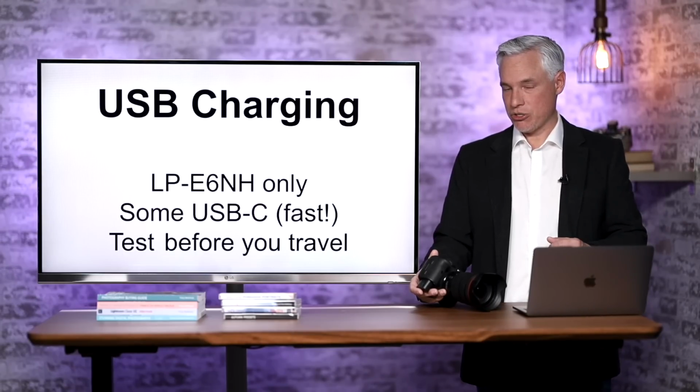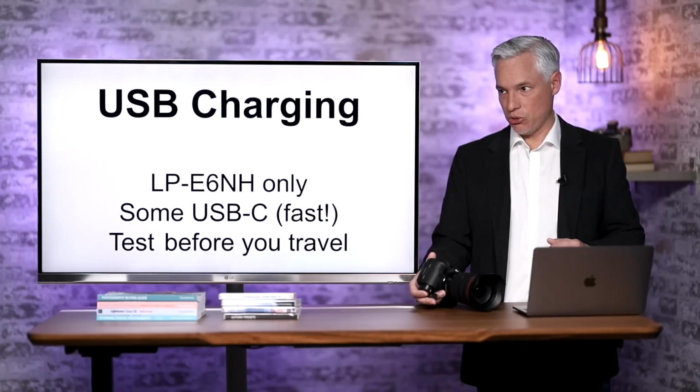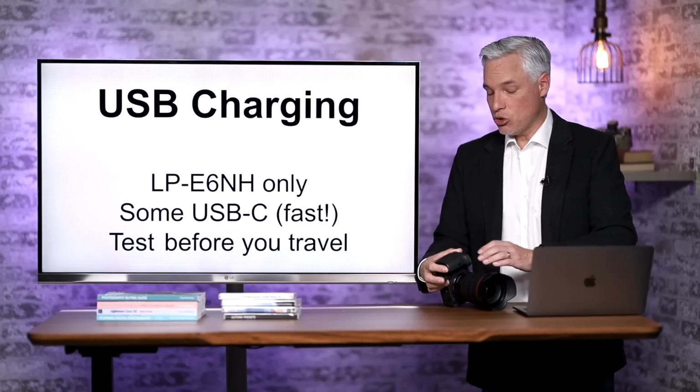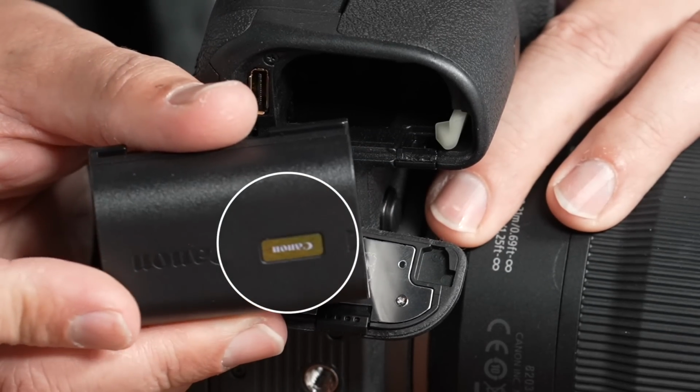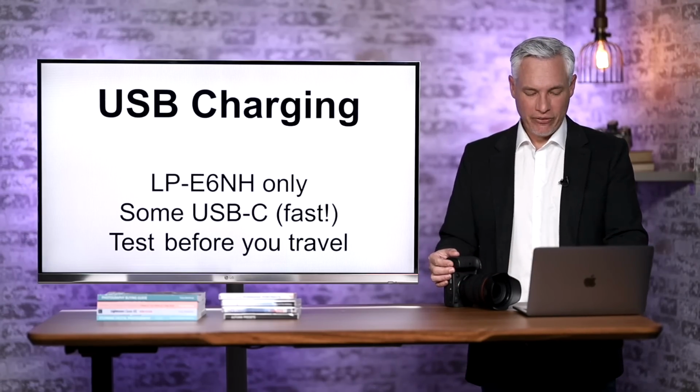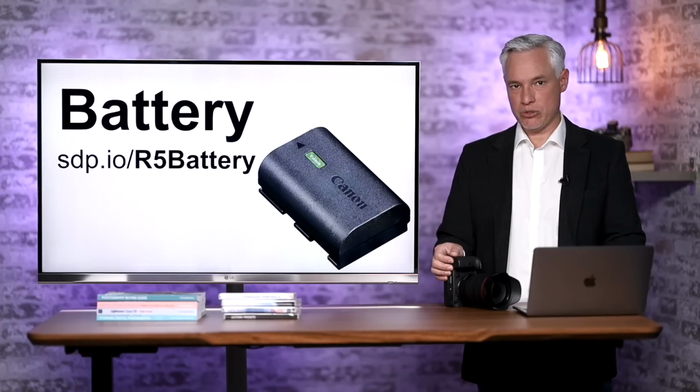The R5 is backwards compatible with older Canon batteries, such as those that you might have for your 5D Mark IV. However, it's only the newer ones that have the little hologram there that will allow you to USB-C charge it. So if you're reusing your 5D Mark IV batteries, you can forget about USB-C charging.